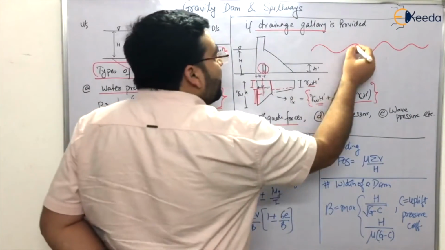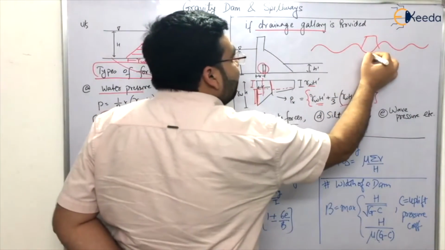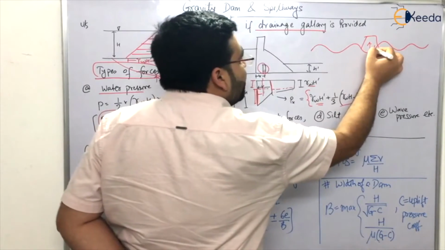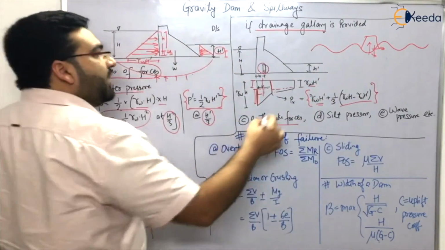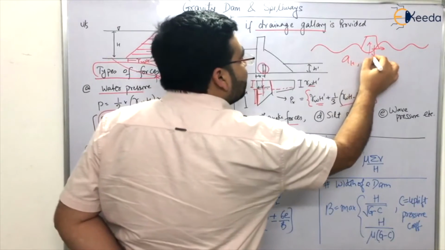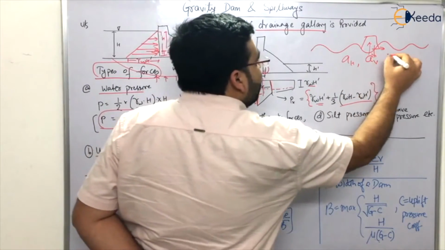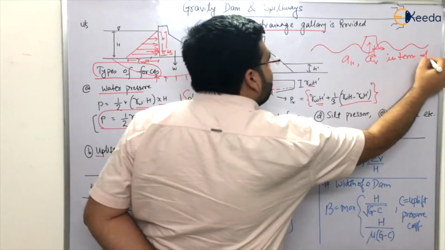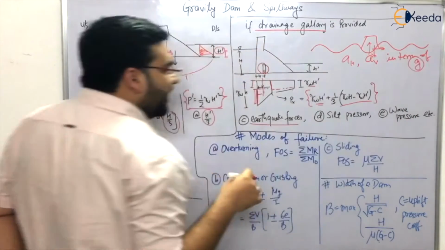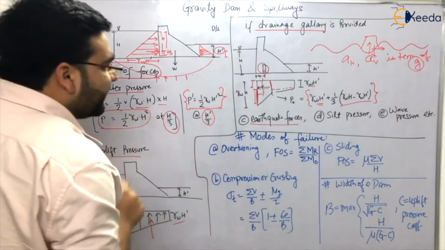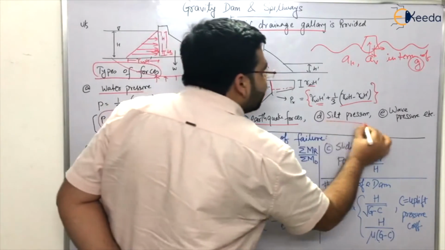So what will happen? Suppose we have a dam, there will be upward acceleration, downward acceleration, horizontal acceleration, right? So we have to calculate the horizontal acceleration and also the vertical acceleration in terms of g. Clear? That is not important as far as the gate point of view is concerned. We also have the silt pressure.